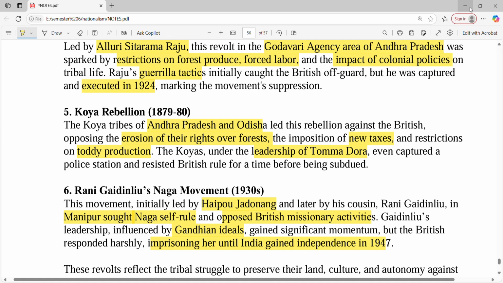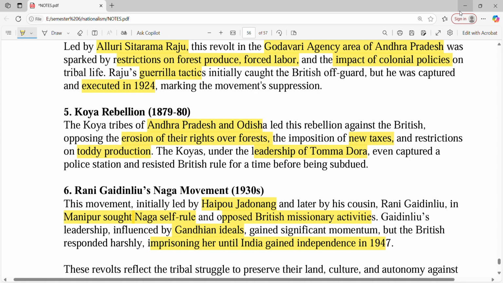Reasons for this movement: it advocated for Naga self-rule and opposed British missionaries' effort to convert Naga tribes to Christianity. Gaidinliu, influenced by Gandhian ideals, led a rebellion, refusing to pay taxes and resisting British authorities. The movement had religious reform goals, but its anti-colonial stance made the British wary, leading to repressive actions. Gaidinliu was released only after India's independence in 1947.